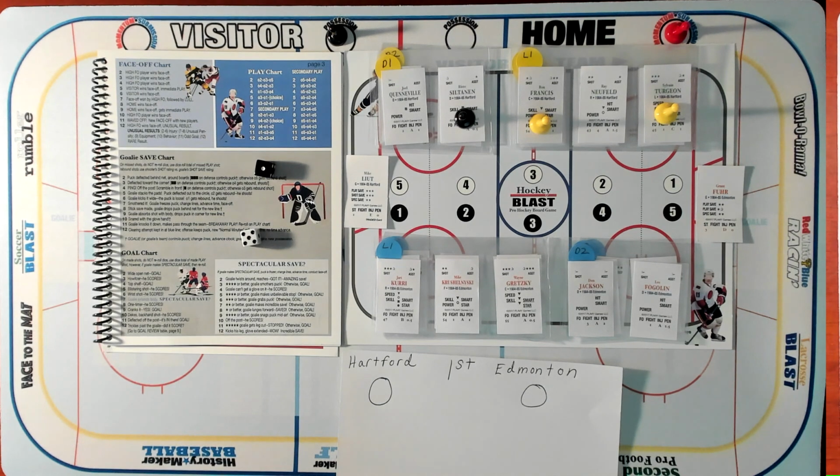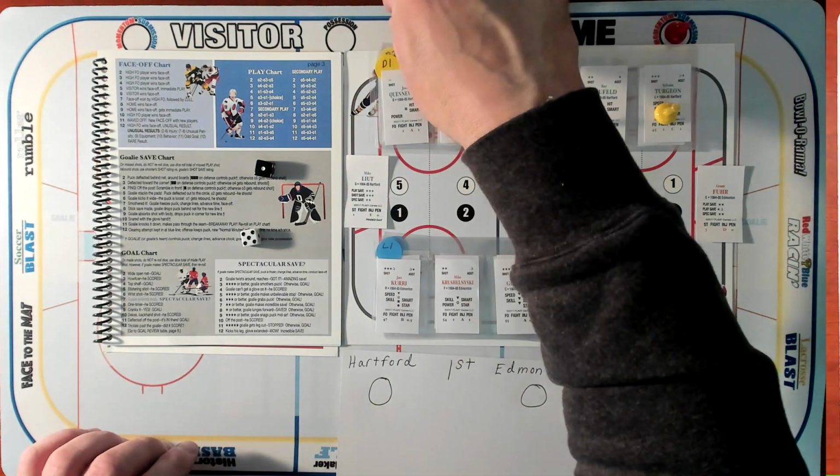A goal by Risto Sultanen. And again, might not be great on the names, but Hartford takes a 1-0 lead with a goal by Sultanen on a breakaway and the assist by Francis and Turgeon. That gives Hartford a 1-0 lead here, and we're back into the final minute of the first period.